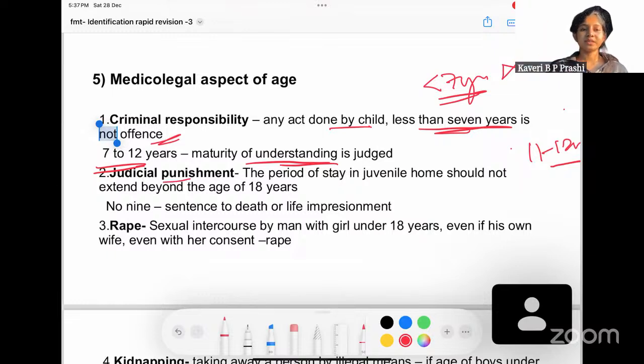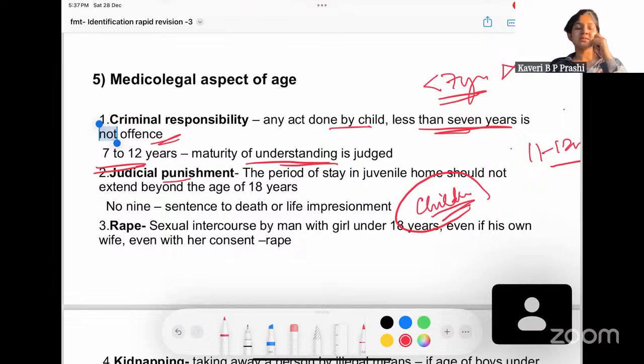Next, judicial punishment. The period of stay in a juvenile home should not extend beyond the age of 18 years. What usually happens is that some children are taken into custody and put into prison. The judicial punishment for such people is only up till they are 18 years.